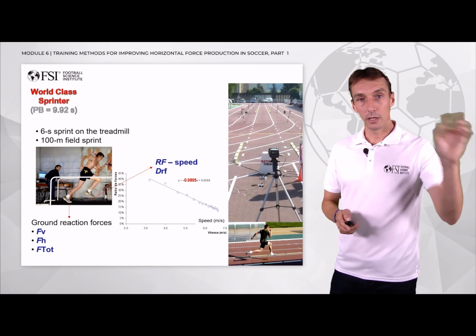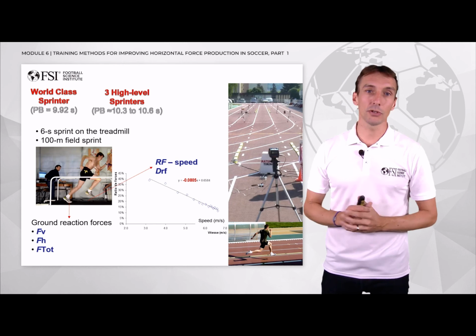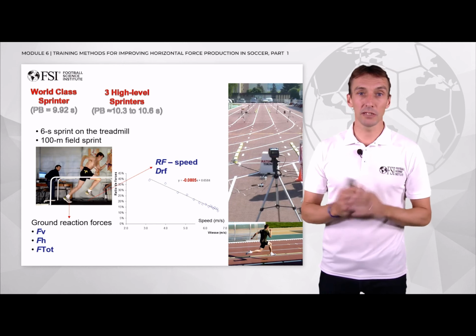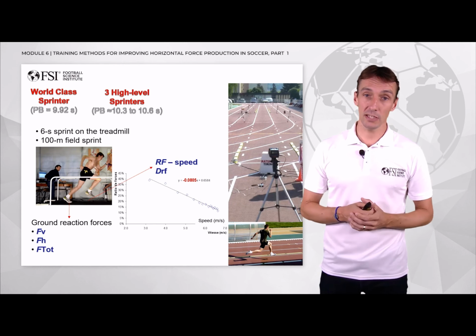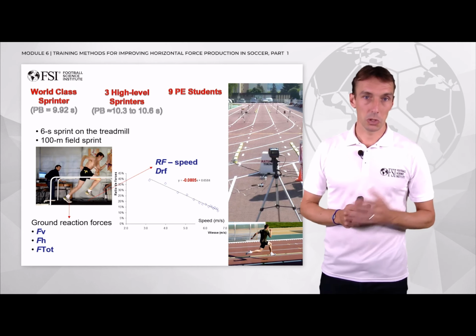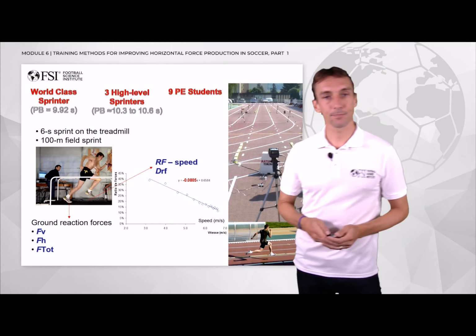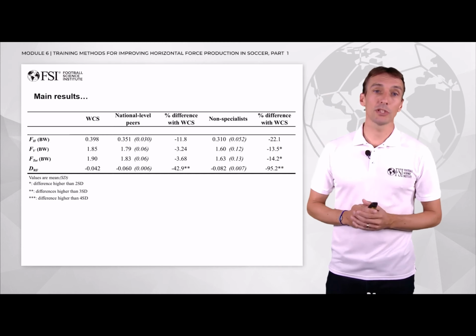So we compared the world-class sprinter to very good sprinters in France, 10.3, 10.6 seconds. This is quite fast. And we also compared them to physical education students, football players, rugby players, non-sprinters. Okay? So I will show you the results of this study.